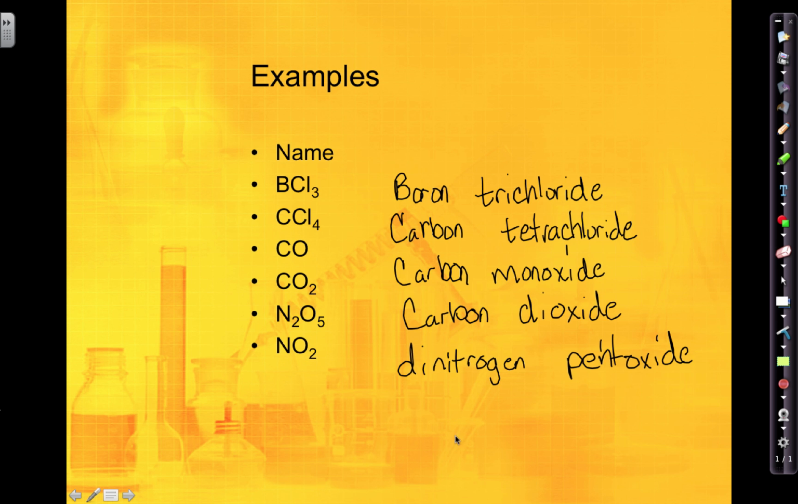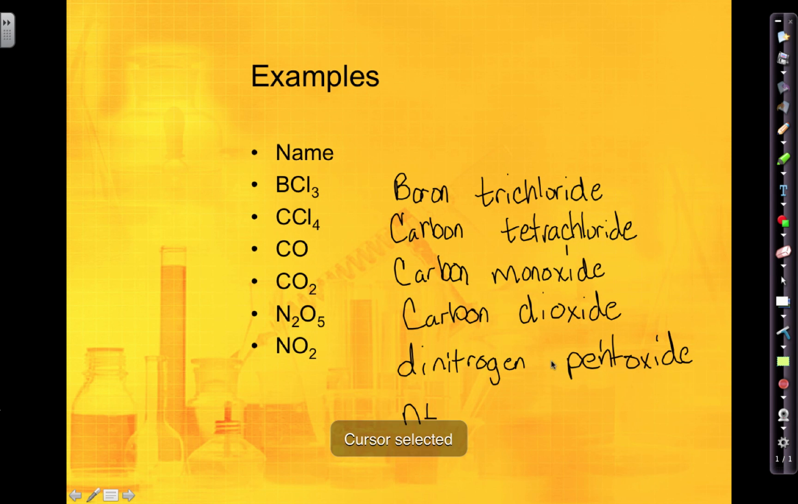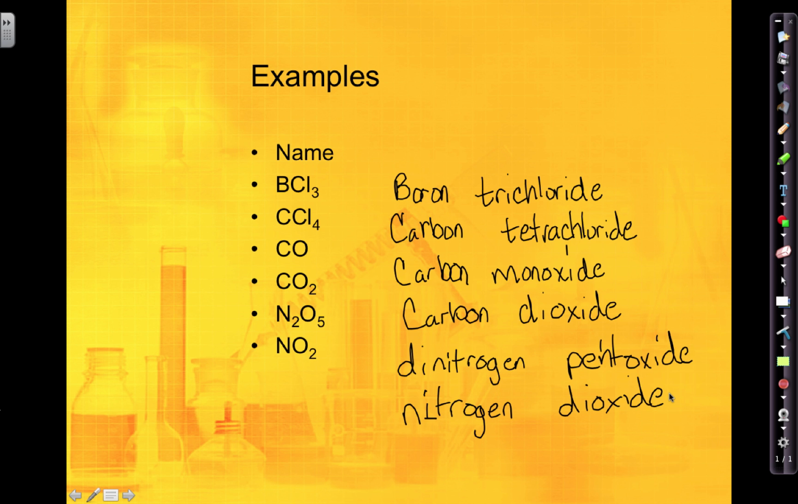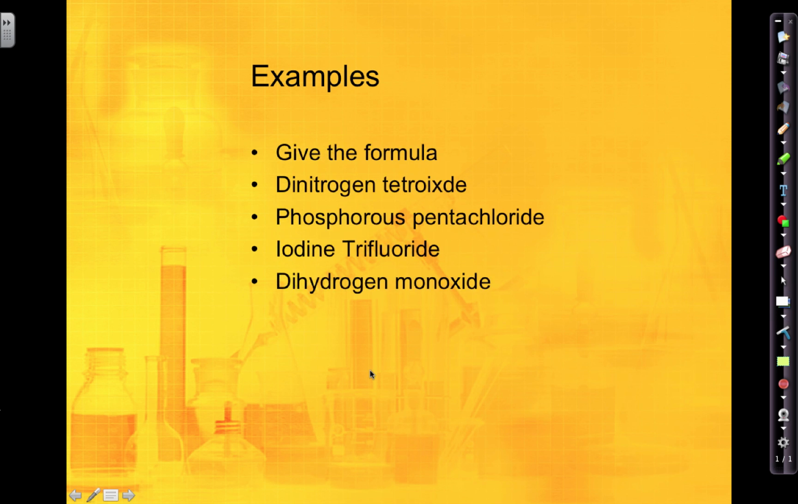Next one, I've got 1 nitrogen, so just nitrogen. Okay, so just 1 nitrogen. And then I've got 2 oxygens here, so the prefix is di. And that would be dioxide. All right, so it's really simple to name covalent compounds. It's even simpler to actually write the formula. You just have to know, is this ionic or is this covalent? All right, so give the formula.